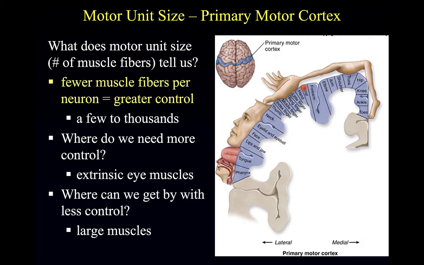What this means is that we can have some very precise and delicate movements in these kinds of areas, whereas we can get away with these larger motor units, a single neuron connected to hundreds of muscle fibers, in places that move our knee or our hip, where we're going to need powerful contractions that are going to work against our body weight, and we don't need that kind of precise control.